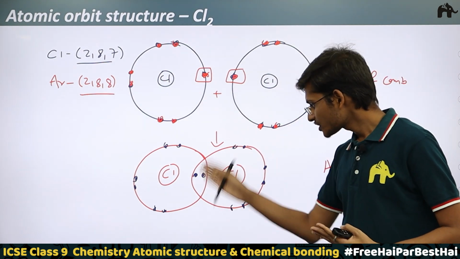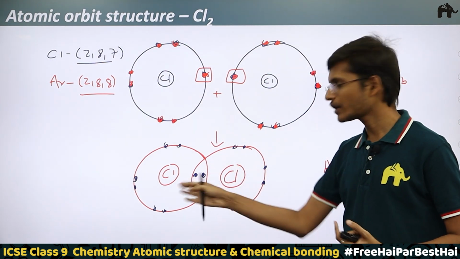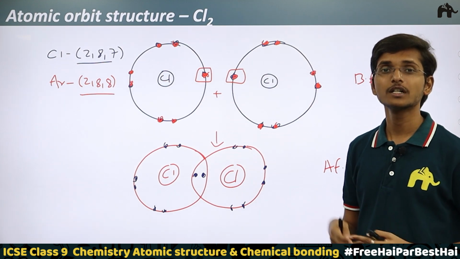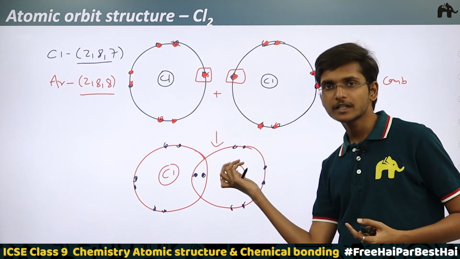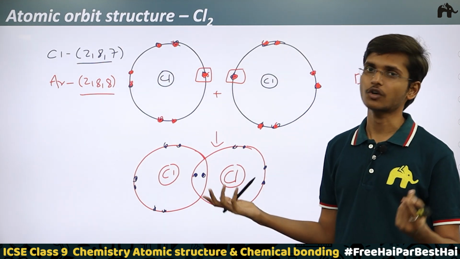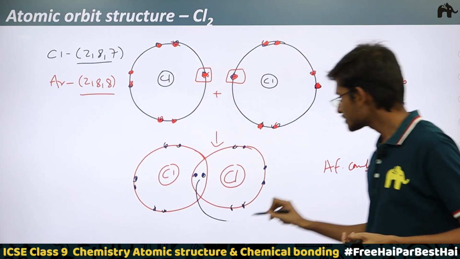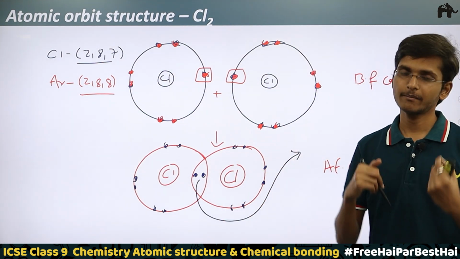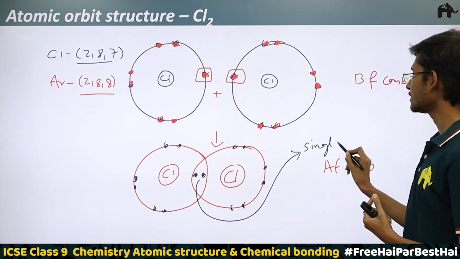And due to this sharing of electrons, there is a force of attraction between these two atoms, so there is a formation of a chemical bond. This chemical bond, which is formed due to the mutual sharing of electron pairs, is called a covalent bond. Since there is sharing of one pair of electrons, we say that this is a single covalent bond.